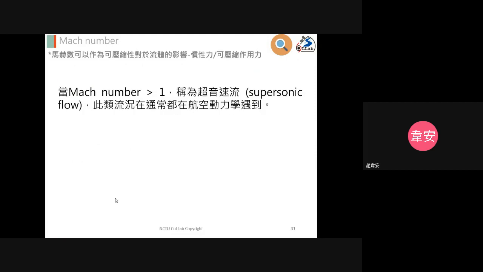So usually the Mach number is larger than 1. We call that condition supersonic flow, but it is not a normal situation for our civil engineering problems.